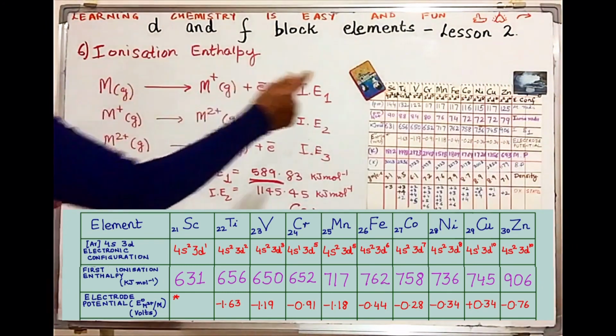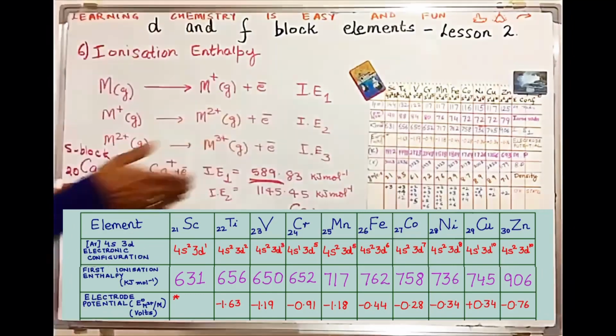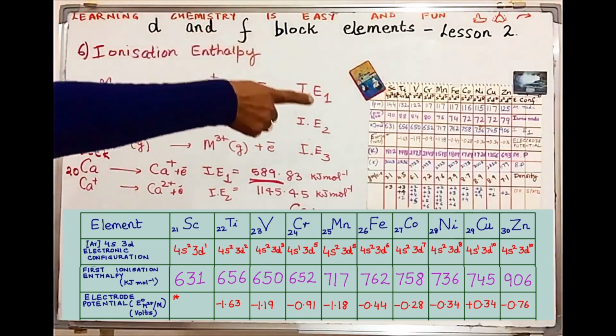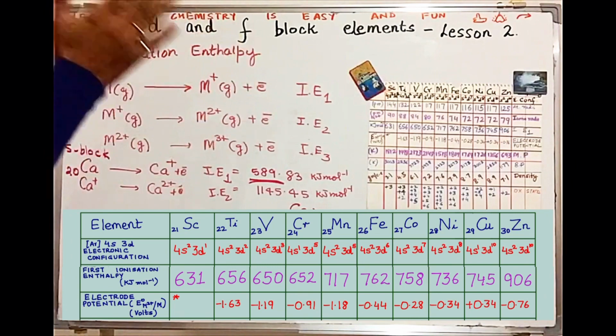Something interesting over here, you see zinc is 906. So is it easy to ionize zinc? No. It's exceptionally high. Reason? Yes, because of the stability of fully filled orbitals. We've got the configuration of zinc as 4s2 3d10.